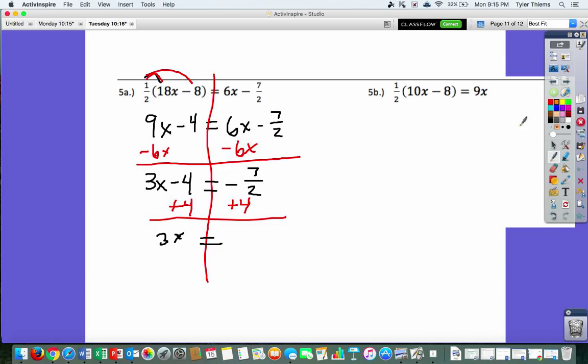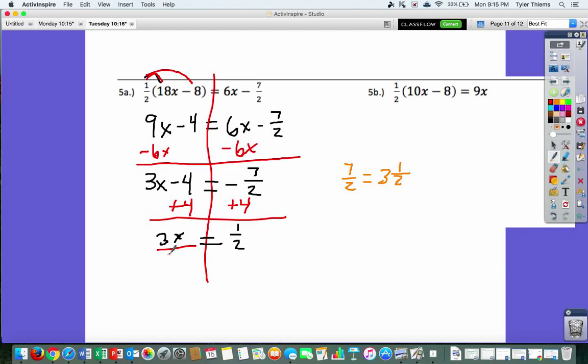Let me do this work over on the side for those of us who don't have calculators. So 7/2 is the same thing as, let's see, 2, 4, 6, 3.5. So it's really 3.5 plus 4. No, this is a negative 3.5. Negative 3.5 plus 4 will just leave us then with a half, or 0.5. Either way you want to think about it.